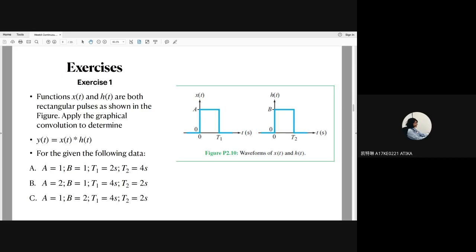Tutor, for the B, is it going to be a weird shape? Is it going to be a weird shape because HT is smaller than XT, right? Oh, okay. The shape is about the same, it's just that the amplitude maybe will be different.